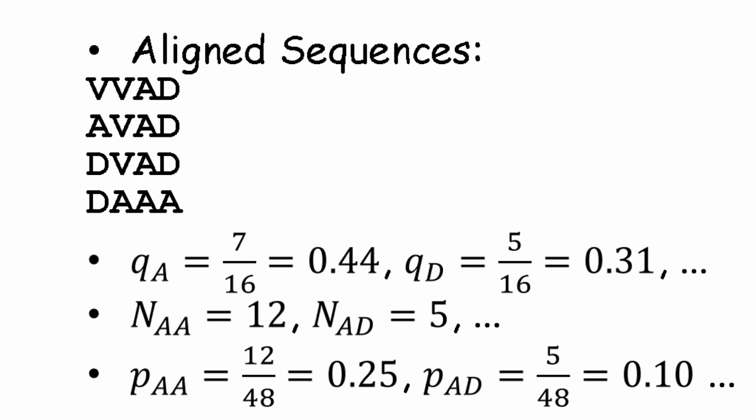The number of times an A is replaced with a D is 5. Let's count those. In the first column we have 2. In the second column we have no pairing of A and D. In the third column we have no pairing of A and D. And in the fourth column we have 1, 2, 3, giving us a total of 5 pairs of AD.